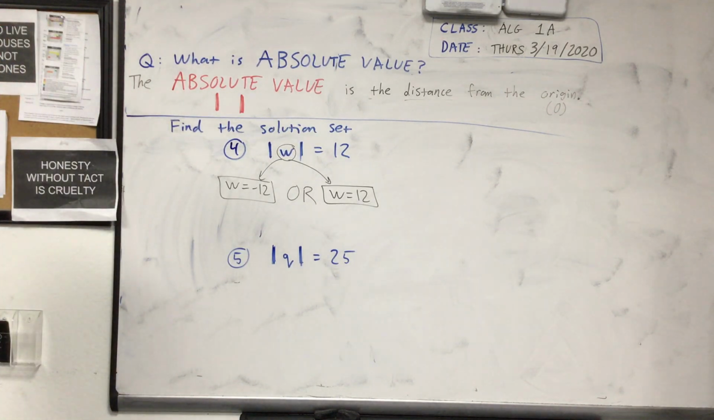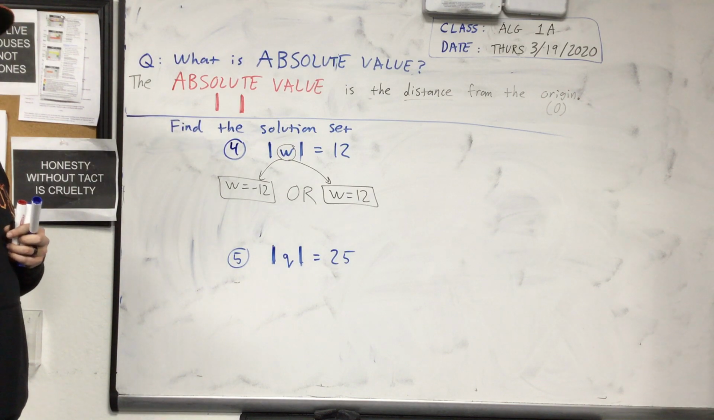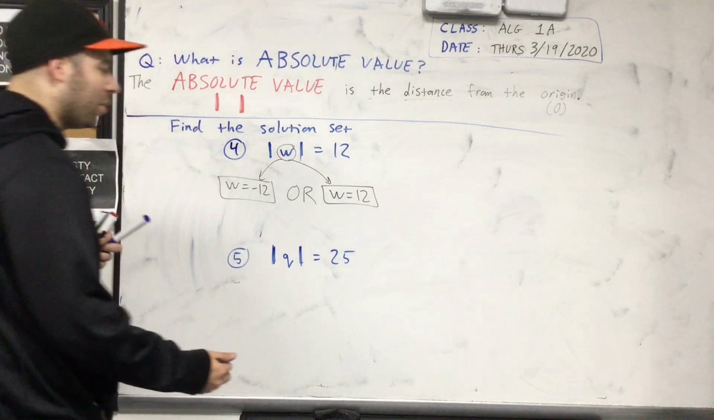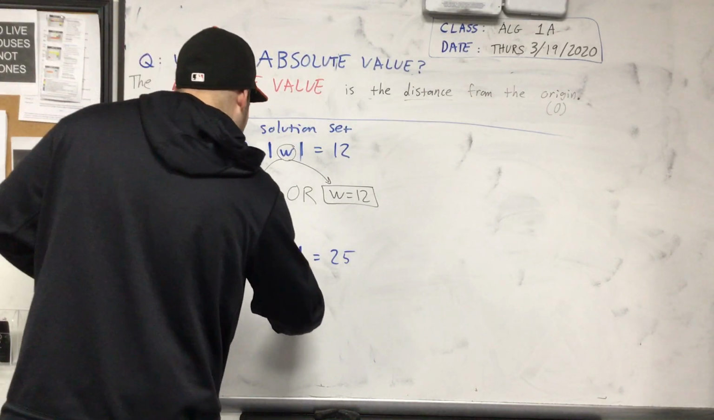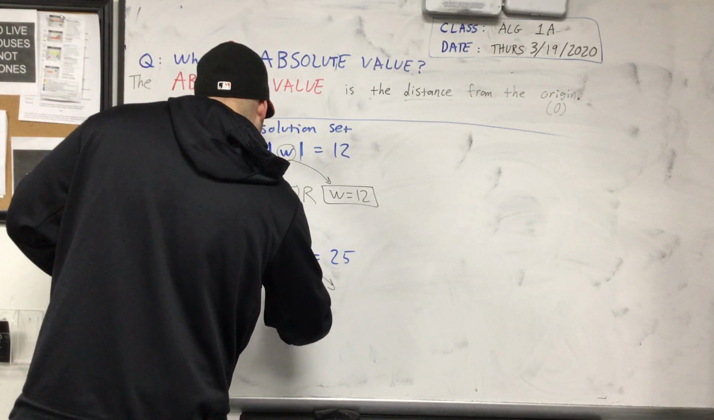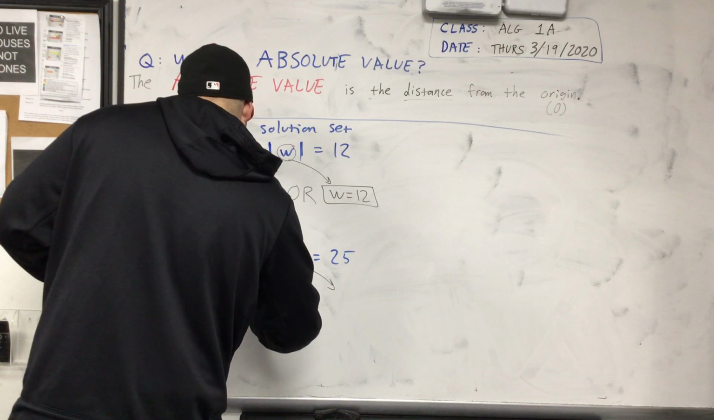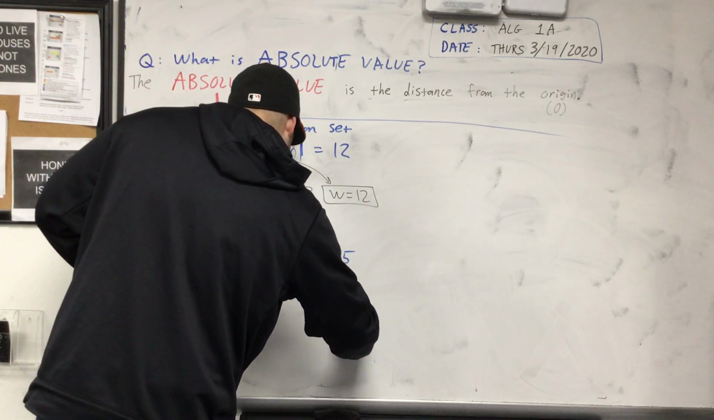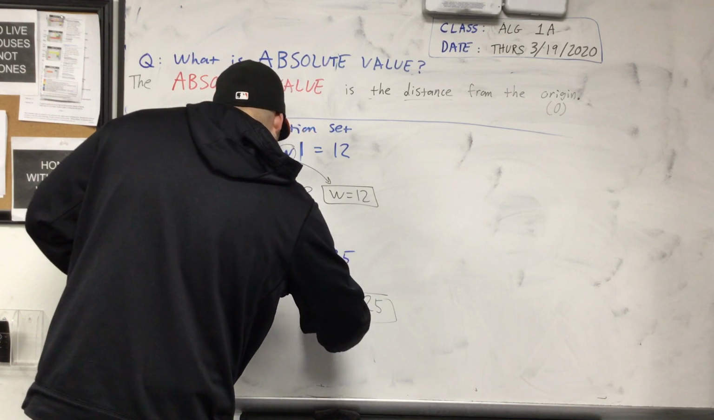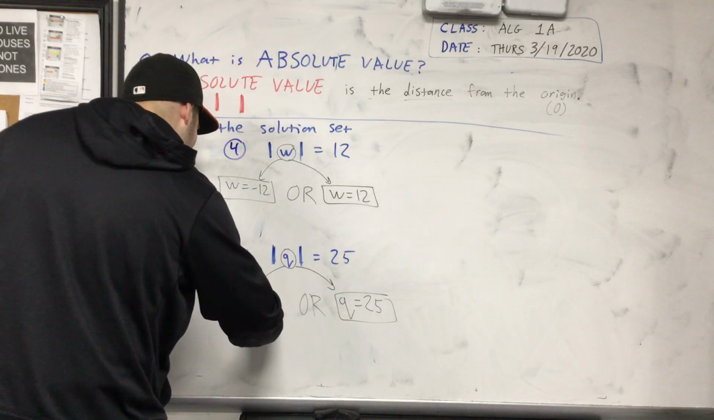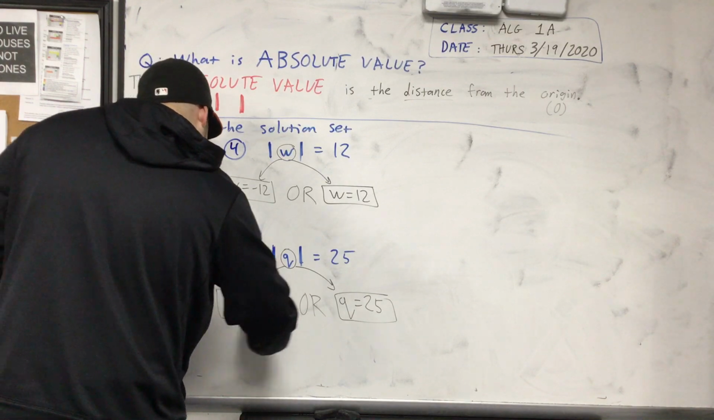Okay, let's keep the ball rolling. Let's go with the absolute value of Q is 25. How do I get a distance of 25 steps? Simple. I can go forwards 25 steps or backwards 25 steps. Either way, I'm still going 25 steps because my Fitbit doesn't care. So Q can be forwards 25 steps or negative 25.